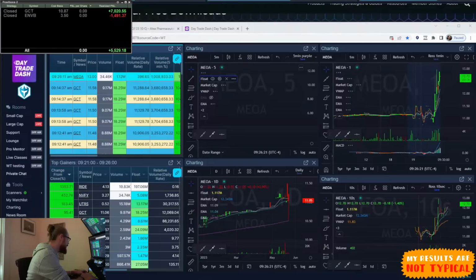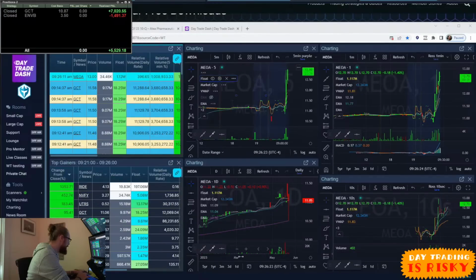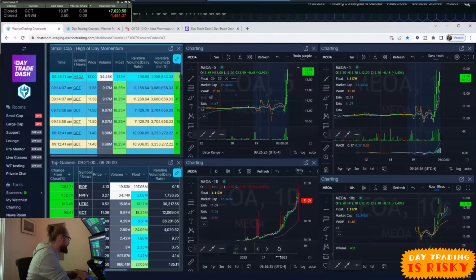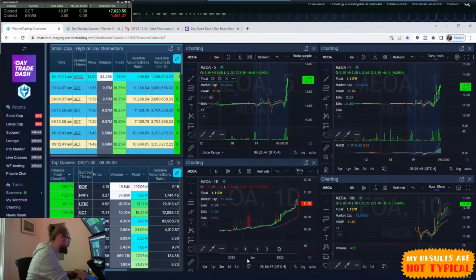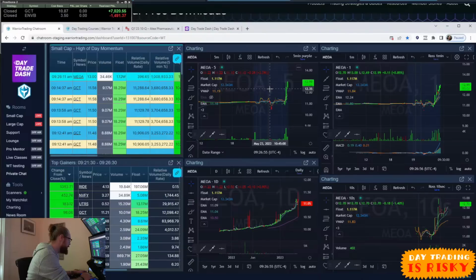So MEOA, the challenge with something like this is that although it's hitting the scans, it's on light volume. I'm not clear that we have news on it at the moment. Someone give me the news. I don't see any news in my news feed. So big spread, light volume, it's a lot of risk. But you never know. Sometimes you can be one of the first people to see something, and you just want to take a quick look.